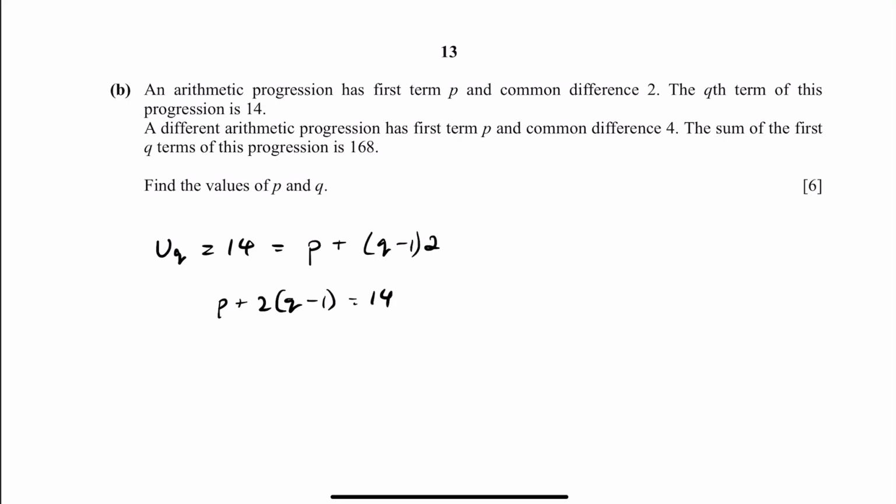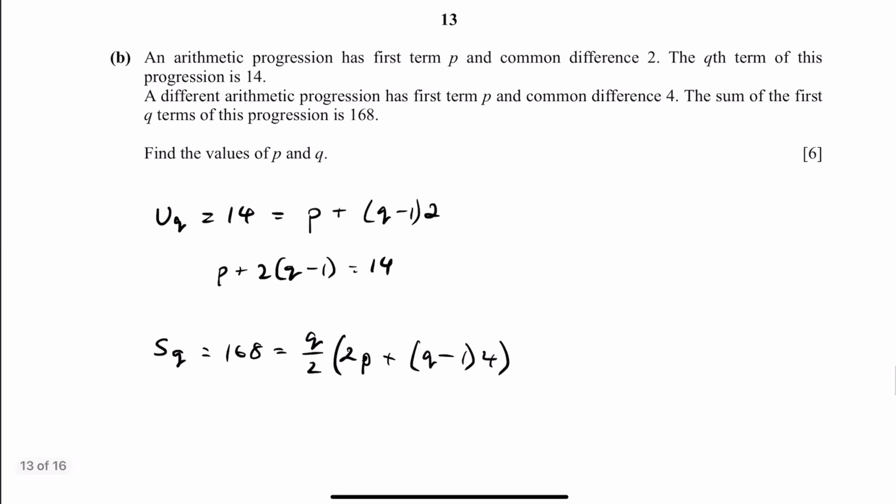Now let's look at the second piece of information. It says the sum of the first q terms is 168. If we rewrite this with the sum formula, it's q over 2 times 2 times the first term, which is p, plus q minus 1, because it's n minus 1 times d, and then d is 4. And then this is equal to 168.